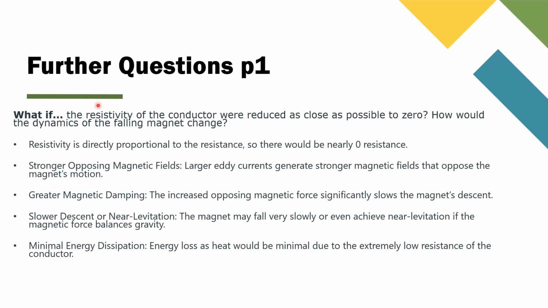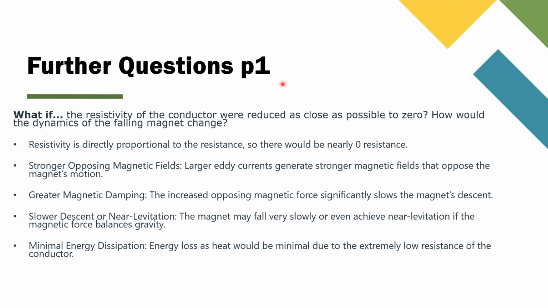So, discussion questions. What if the resistivity of the conductor were reduced as close to 0 as possible? How would the dynamics of the falling magnet change? Resistivity is directly proportional to resistance, so there would be nearly 0 resistance. Stronger opposing magnetic fields: larger eddy currents will generate stronger magnetic fields opposing the magnet's motion. There would be greater magnetic damping. The increased opposing magnetic force significantly slows down the magnet's descent.